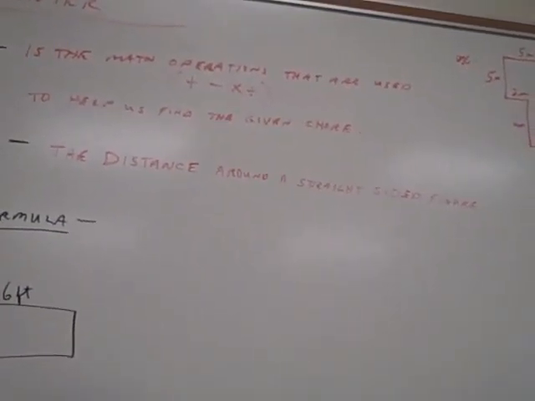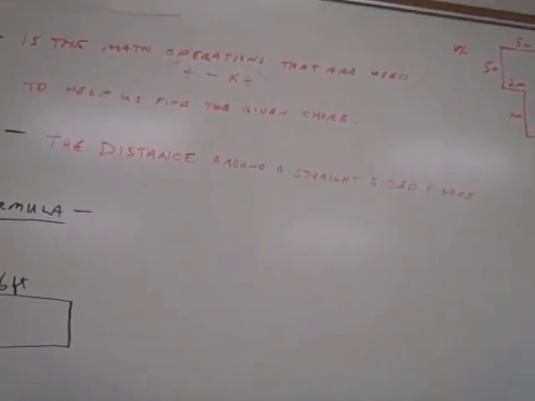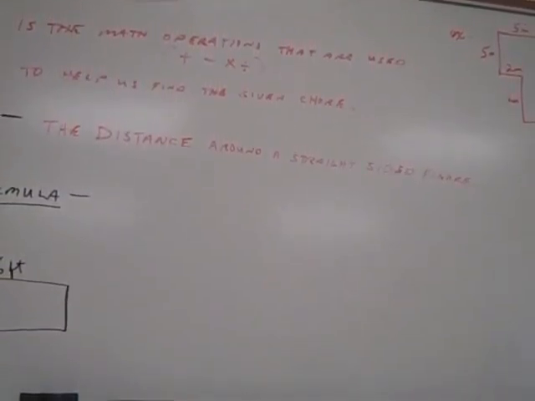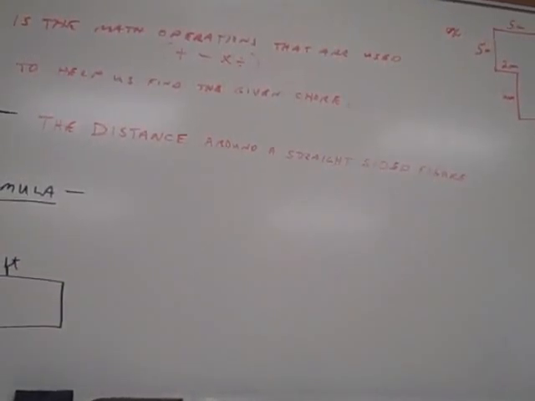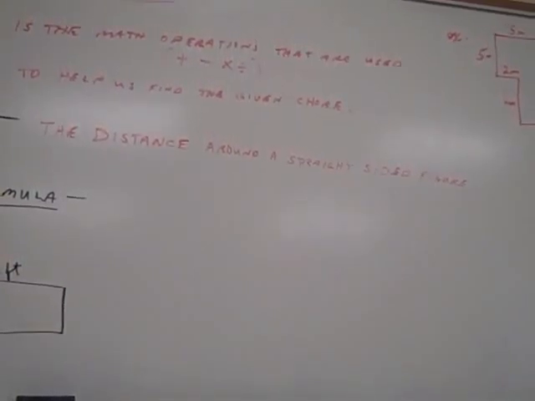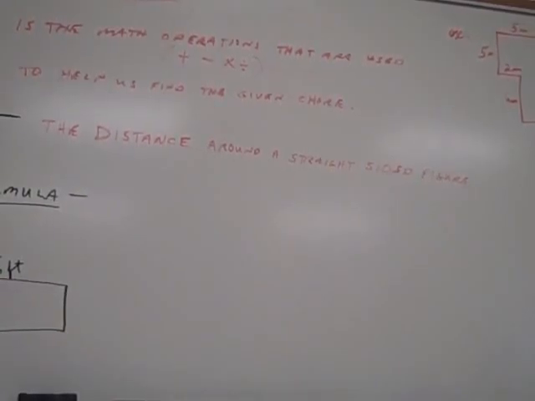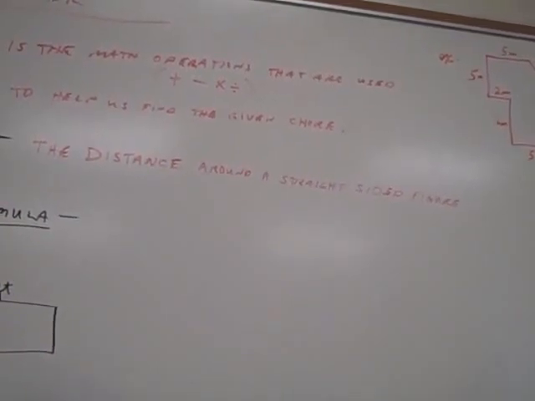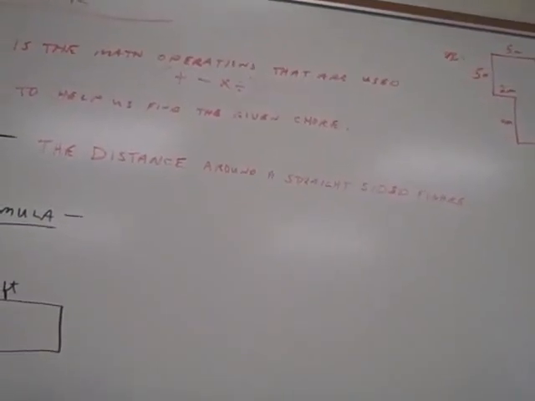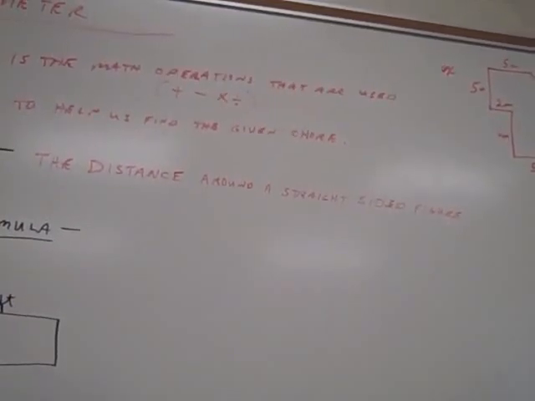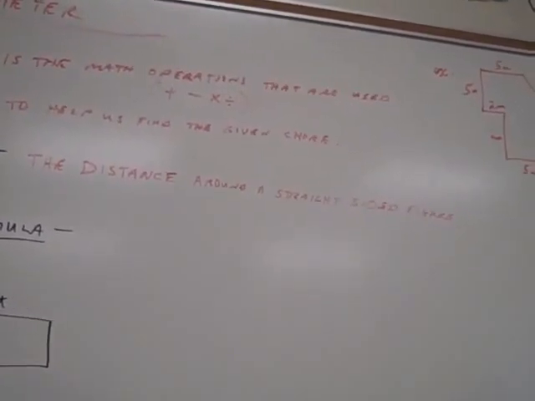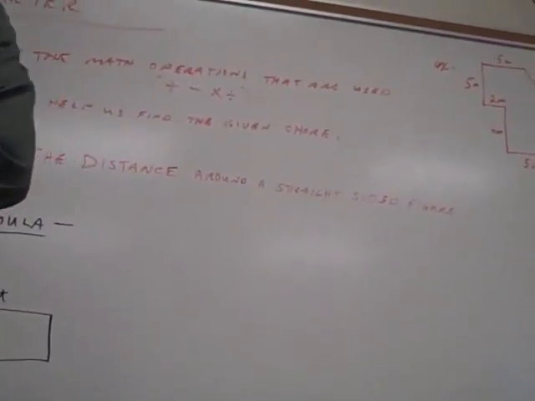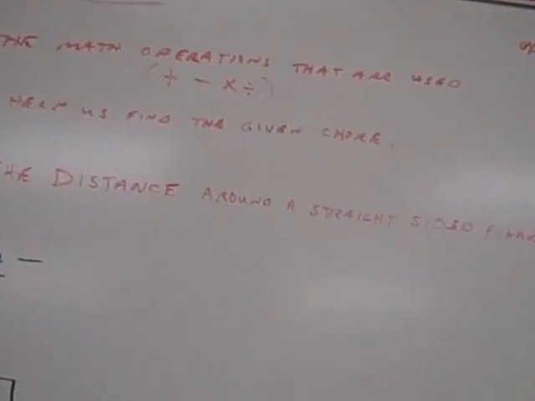Straight-sided figure. Now, why did I put in there specifically straight-sided? So you can't find it around a circle. You cannot find the perimeter of a circle. Or if it has a squiggle. If it's an oval, you can't do it. Diameter has something to do with it, yes. If you're going to find the distance around the circle, you use something different. A different formula, because it's different.